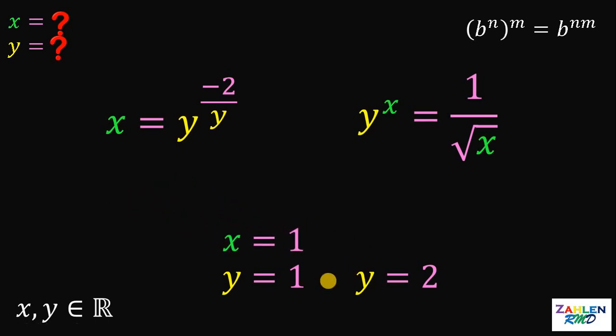Now, how about if y is equal to 2? Let's replace all y with 2. This will give us the value of x as 2 raised to negative 2 over 2. Negative 2 over 2 is just negative 1. Now, 2 raised to negative 1 is just 1/2. Therefore, if y equals 2, then x must be equal to 1/2.